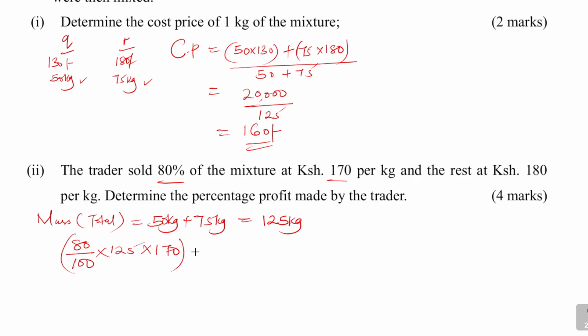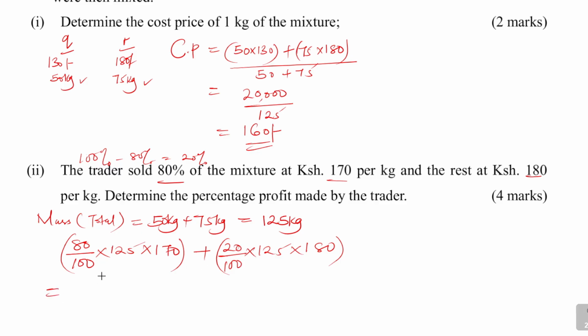And then the rest will be 20%. So if the trader sold 80%, what remained is 20%. Just take 100% minus 80%. So what was left was 20% of the same mixture, 125. This one was sold at 180 per kg. So this now will give us the total selling price.